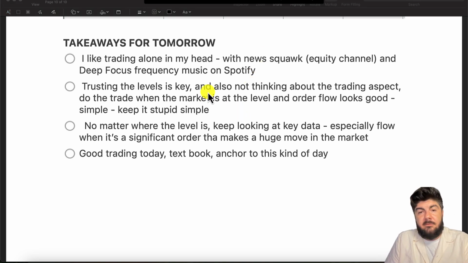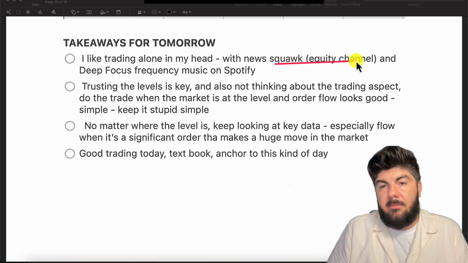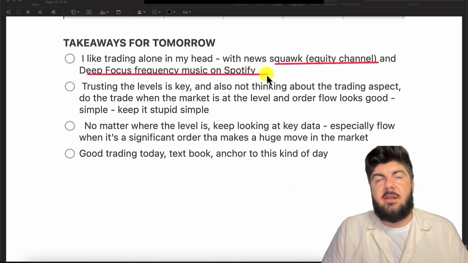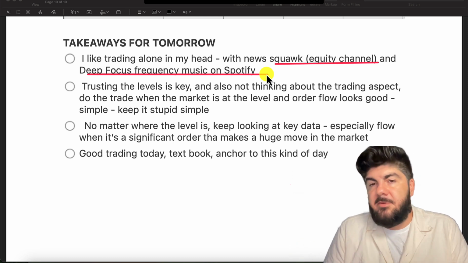my archive. I like trading alone in my head with News Squawk Equity Channel. I'm going to just highlight. And deep focus frequency music on Spotify. You're going to ask me, what is this music? Find one that works for you. I don't like lyrics in my music while I'm trading.